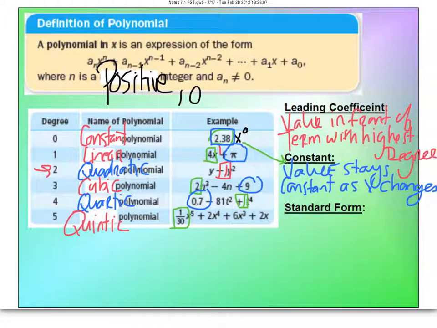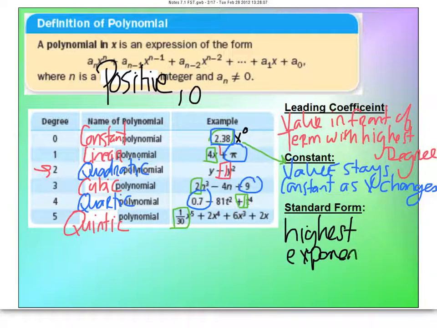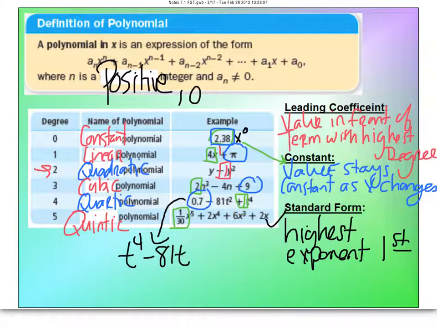Now, standard format just means you're going to put the highest exponent first. And let's just go ahead and see if any of these are in standard format. So as they're written right now, I can tell that this quintic equation is in standard format already, so that's good. If we look at the quartic, this quartic one is not in standard format. To put it in standard format, we will put the positive t to the 4th first, then the squared is next, so negative 81t squared, and then it's a positive 0.7.